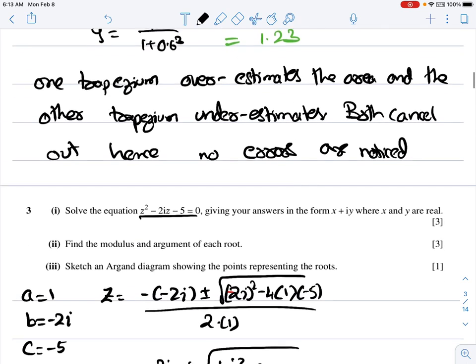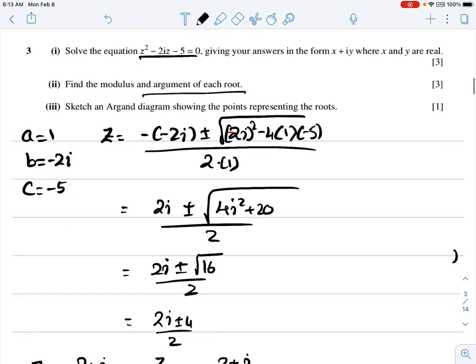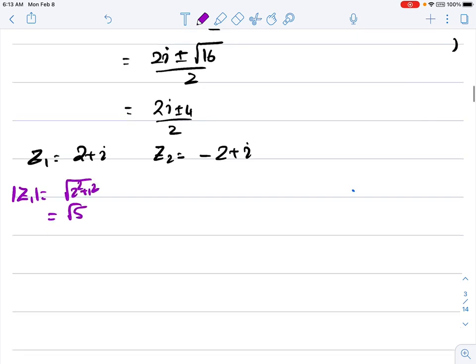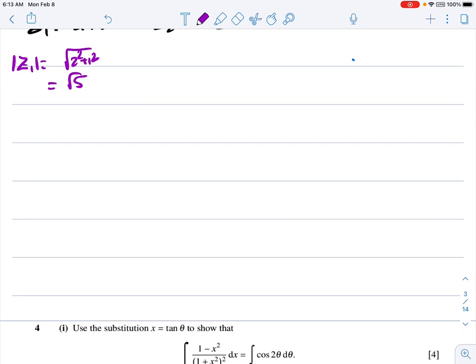And what is being asked? Find the modulus and argument of each root. So I find the modulus of z1, which is square root of 2 square plus 1 square, which is root 5. Argument. For argument, what am I going to do? I'm quickly drawing the Argand diagram. Okay, so let me draw the Argand diagram over here in the middle for both, so that it will be useful.